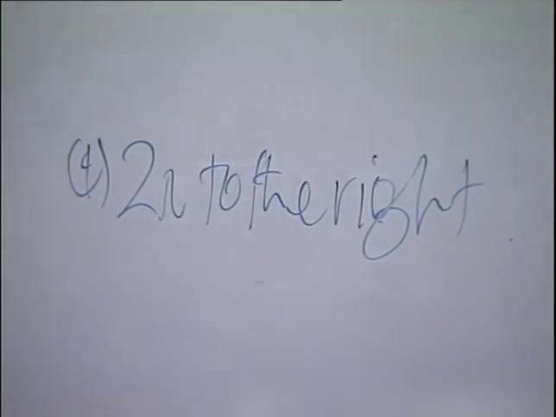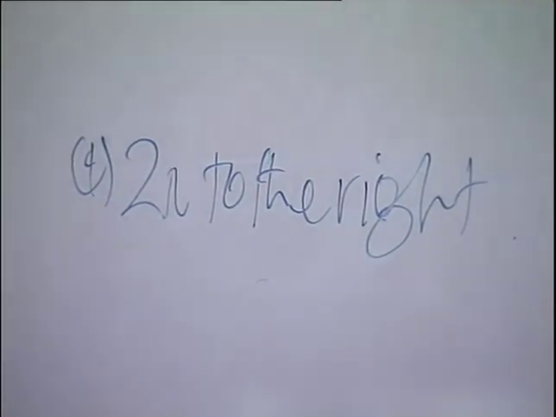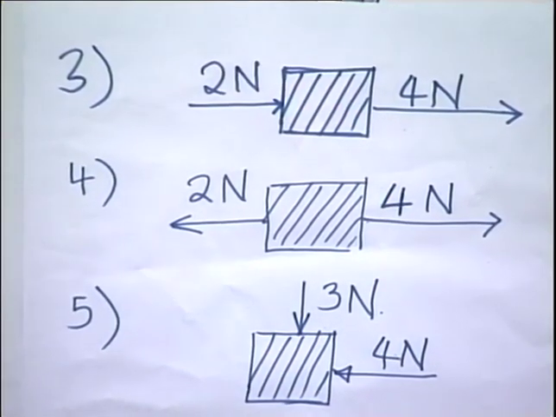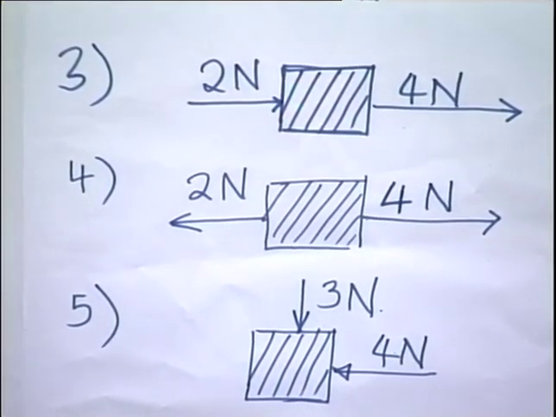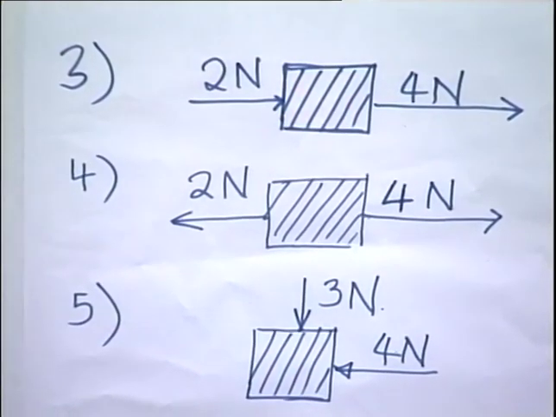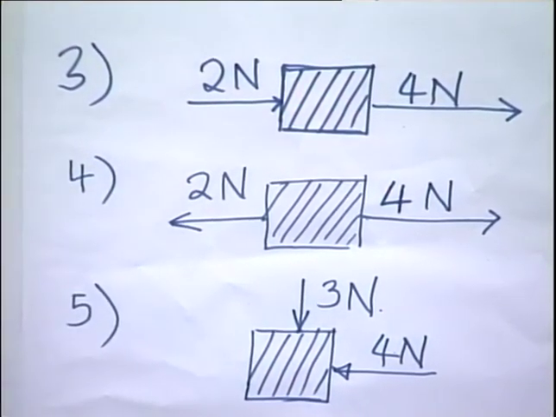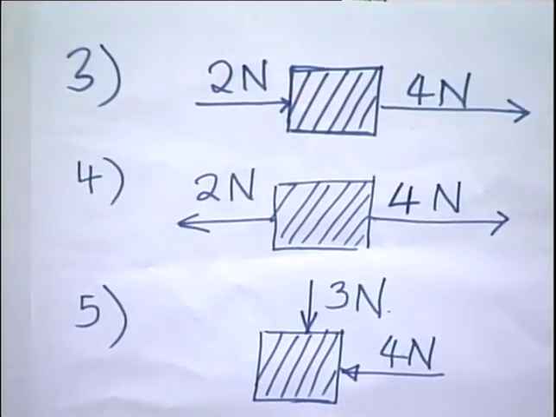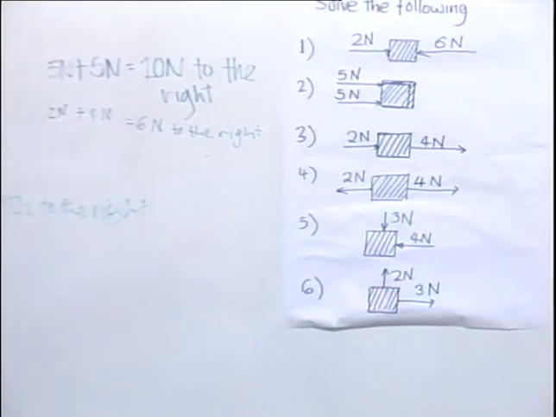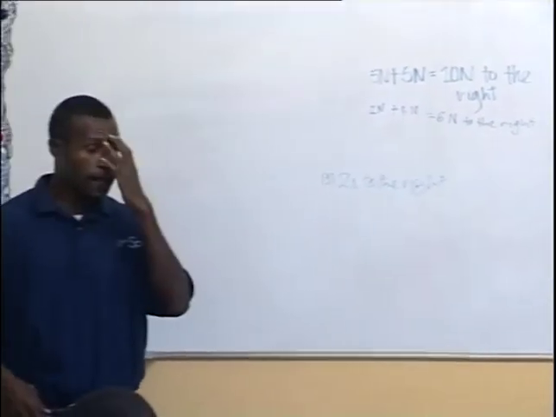Okay, very good. For question number 4, you have 2 different forces. One is acting from the left, while the other one is trying to pull from the right. So there is always a resultant, and the resultant of the forces should be 2 newtons towards the right, because the force on the right is much greater than the force towards the left.